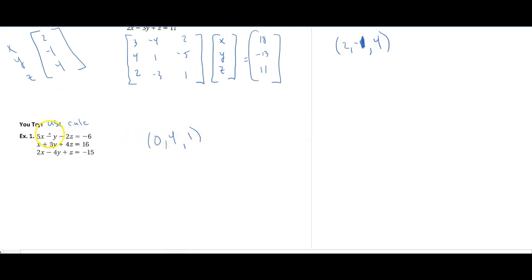So how can I check my answers? If I do 2 times 0, minus 4 times 4 plus 1, I get 0 minus 16 plus 1, that gives me negative 15 equals negative 15. So that ordered triplet makes that equation true. It will make this equation true and that equation true. All right. Make sure you know how to do them by hand and using the calculator, and go ahead and try the homework.